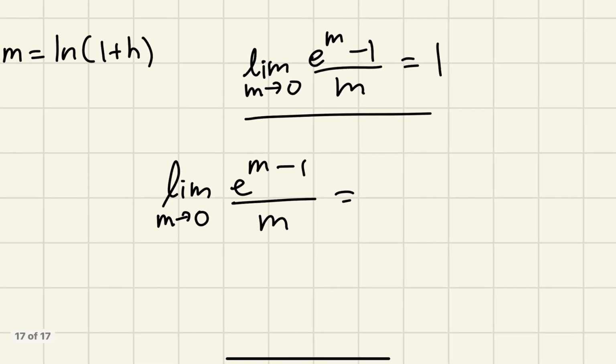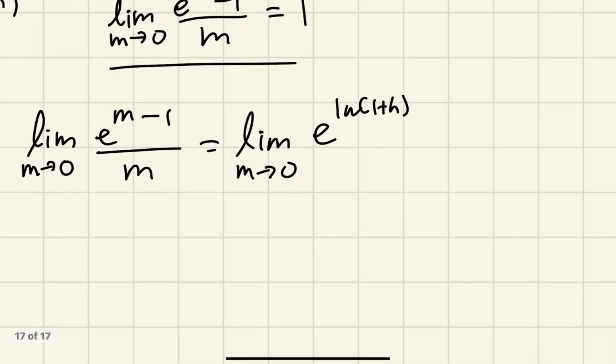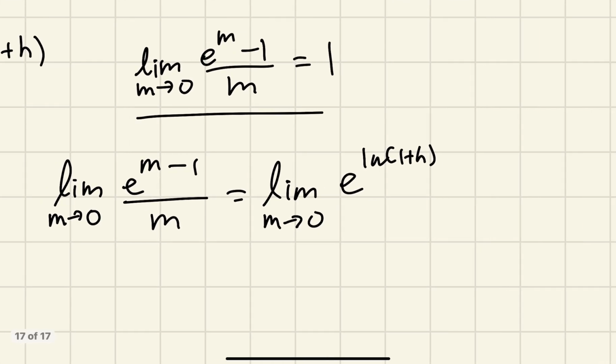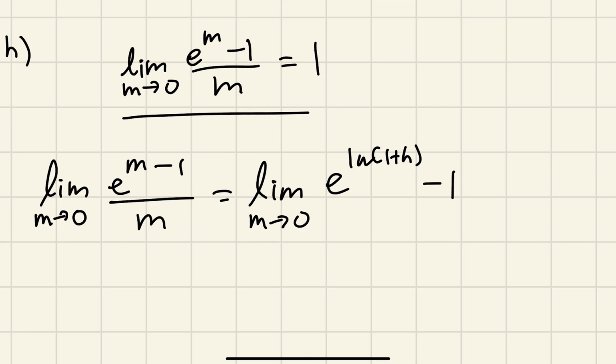And let's see. We know that m equals ln of 1 plus h, so let's substitute that in. The limit as m approaches 0 equals e to the ln of 1 plus h, minus 1. Oh, sorry, this should be down here, over ln of 1 plus h.